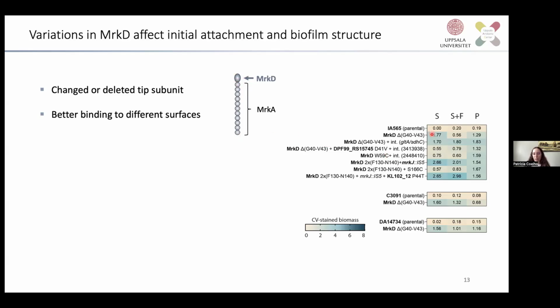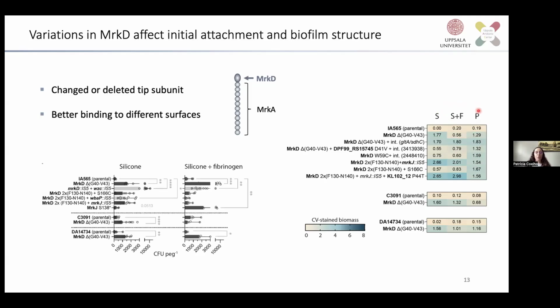And we can see here, these are results from the crystal violet staining, and that shows how much biomass the biofilm is producing in total. And the bluer, or the more blue it is, the stronger their biofilm formation capacity. And we see that in multiple different surfaces. So we have silicone here, silicone and fibrinogen, and also polystyrene.